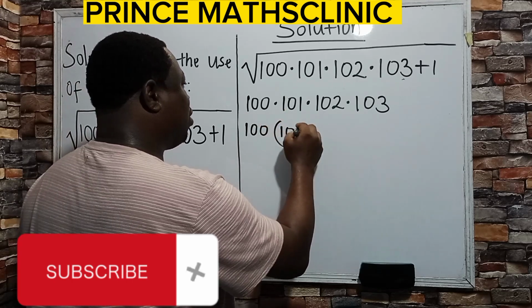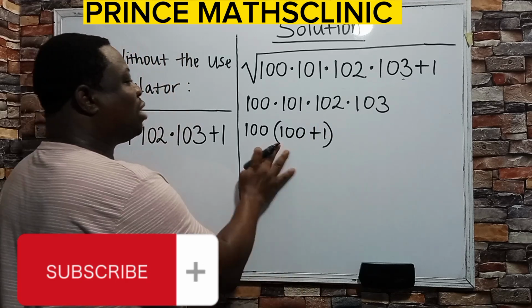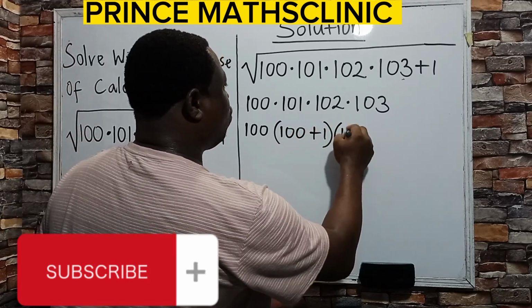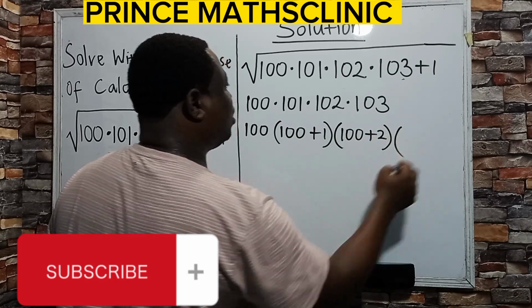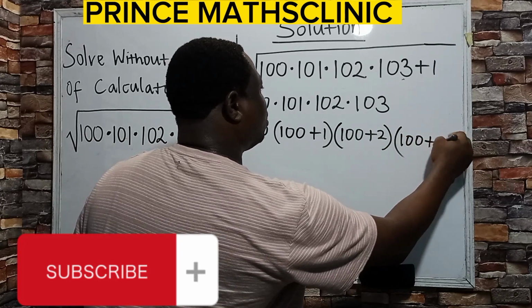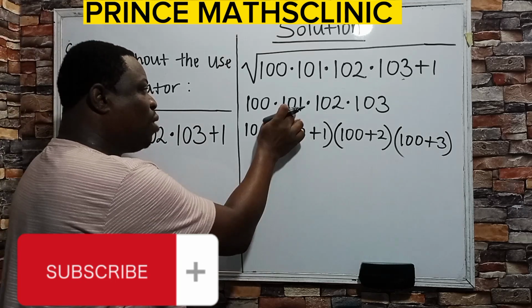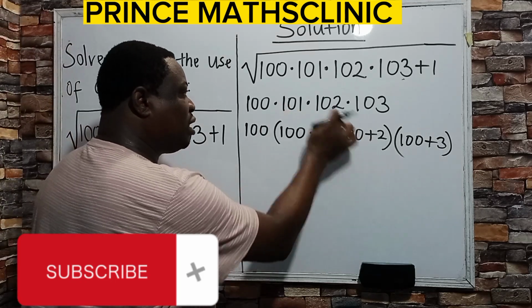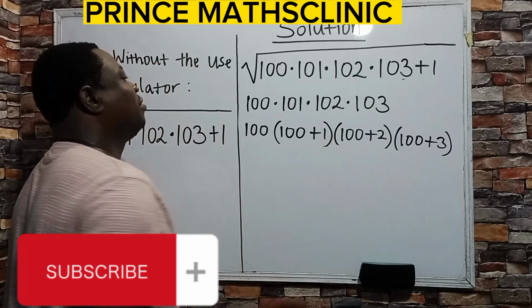101 is simply 100 plus 1. 102 is simply 100 plus 2. 103 is simply 100 plus 3. Now, all these numbers are still 101, this is still 102, this is still 103, all multiplied together.